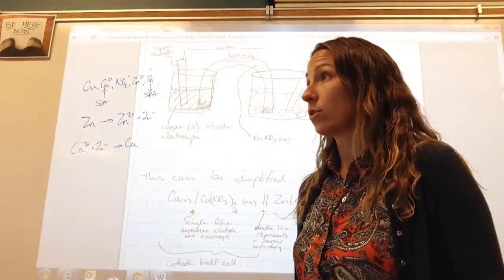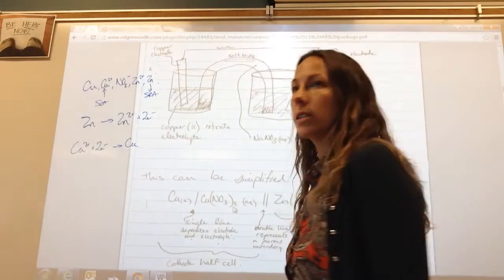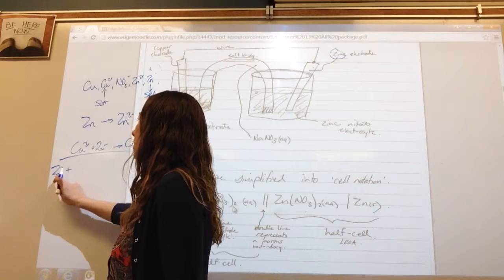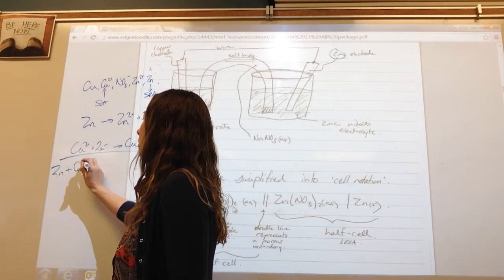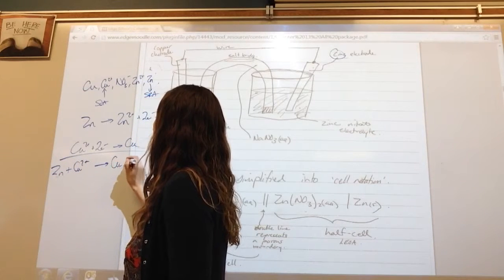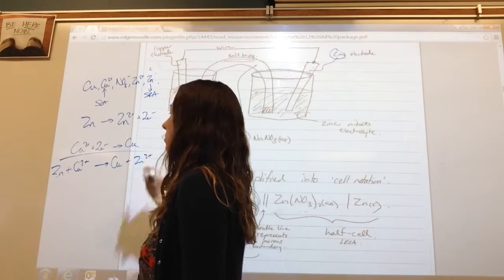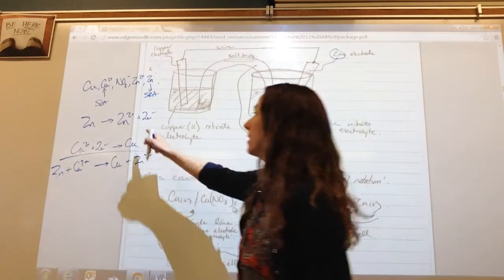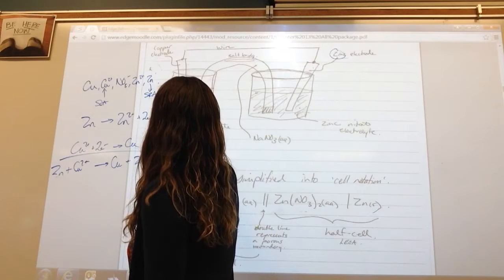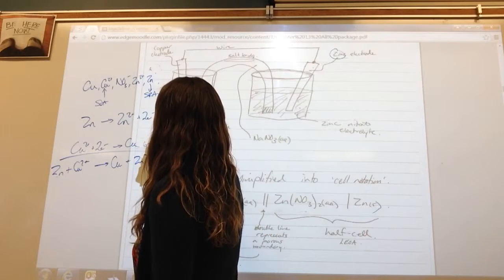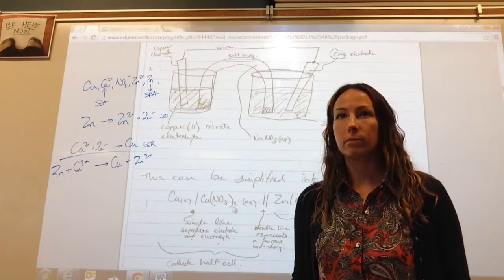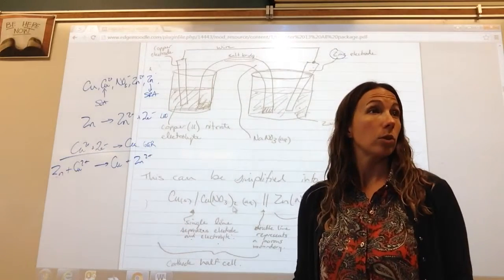And then I balance the electrons. Good, 2 and 2. Easy. And I could write my net: zinc plus copper 2+ goes to copper plus zinc 2+. Are you okay with that? And this one is losing electrons, oxidation, and this one is gaining electrons, reduction. So far, so good?